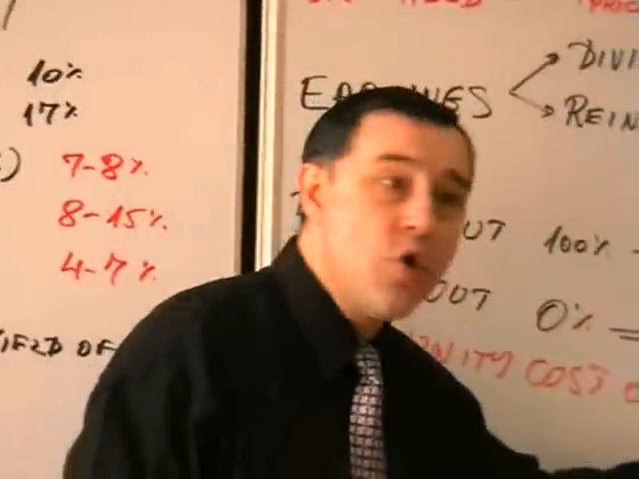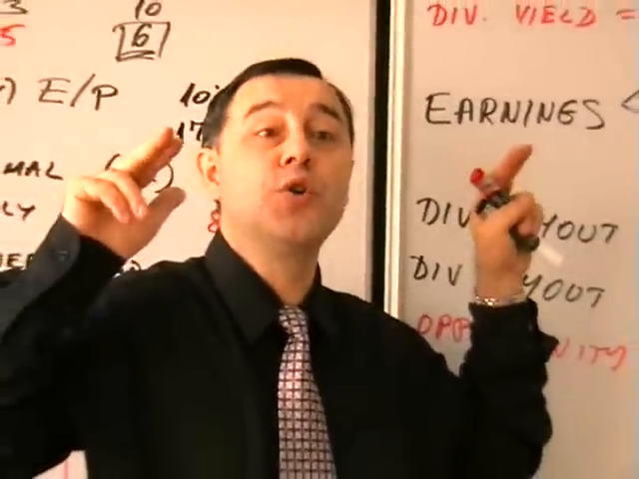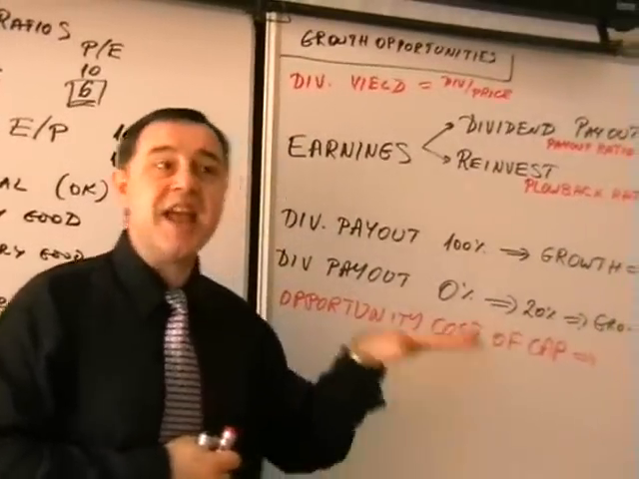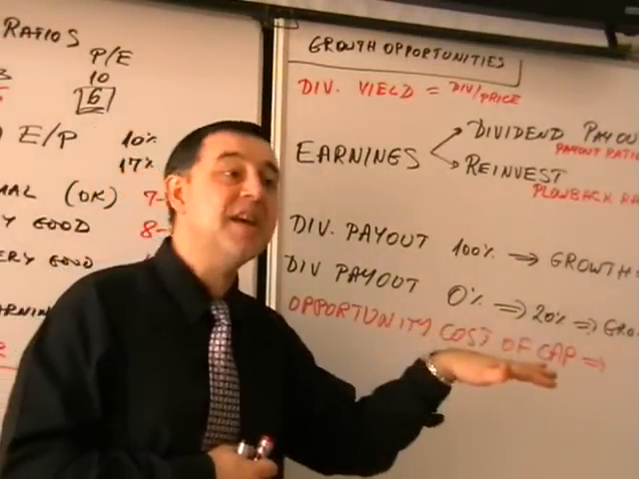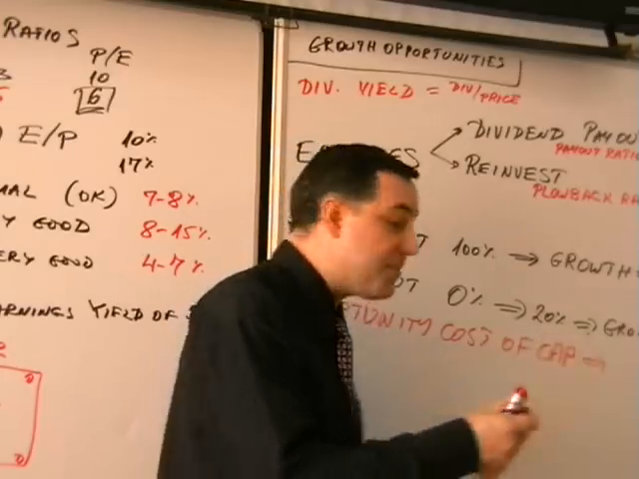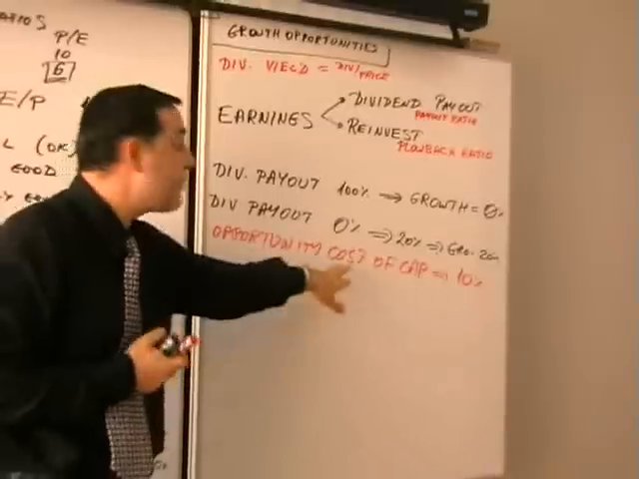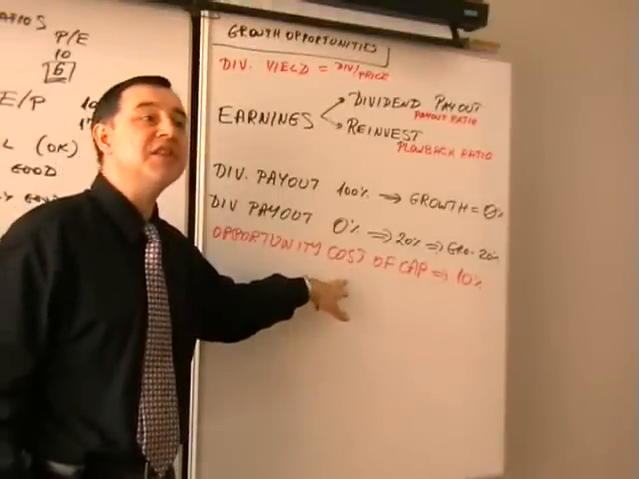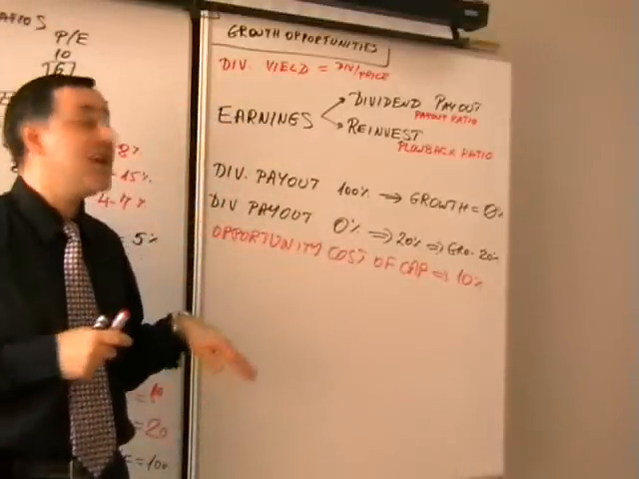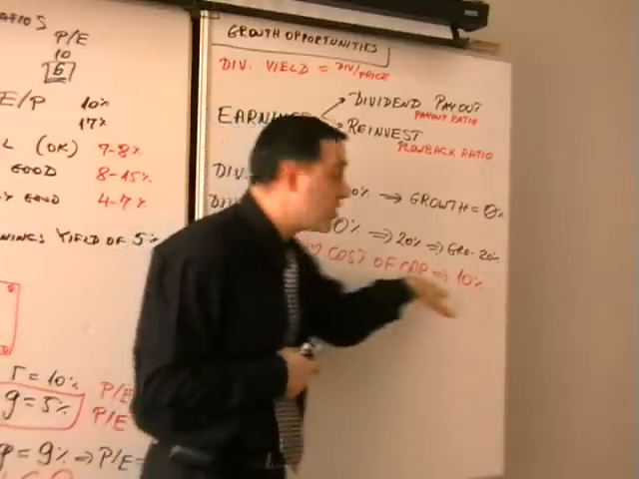This is the return which the owner can earn elsewhere on the market outside the company. So if the owner can earn 10% return, and here's the key from portfolio theory, for the same level of risk as the company, then the opportunity cost of capital is 10%. So opportunity cost of capital is whatever the investor can earn on the market outside the company for a comparable risk. All right? This is the opportunity cost of capital.